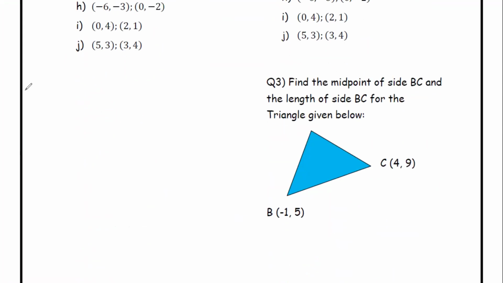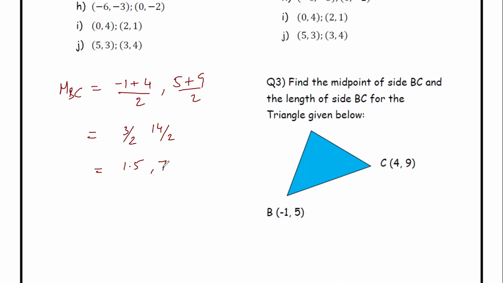So we just do it on screen out here. Find the midpoint of side BC. So the midpoint of side BC is -1 plus 4 divided by 2, 5 plus 9 divided by 2. So we got 3 by 2 and 14 by 2. So that is 1.5 and 7. And that's midpoint of BC.